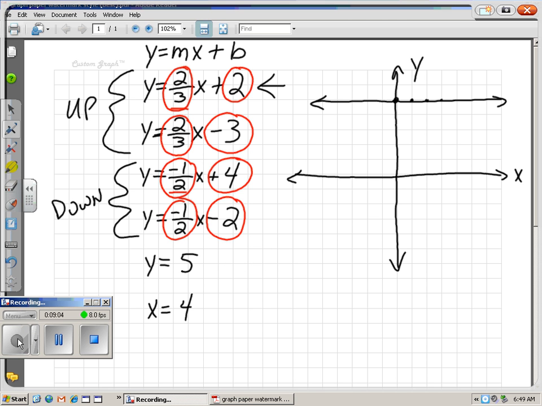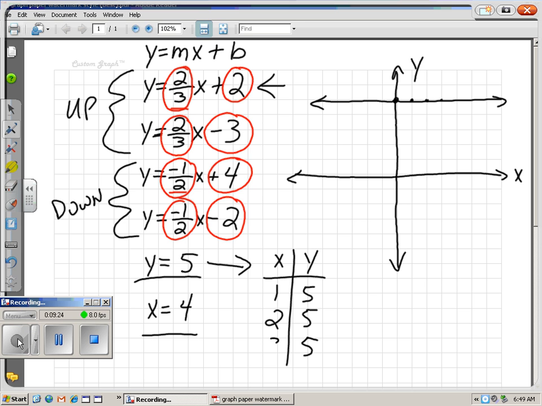Usually what I tell people to do, it's a lot easier for them to understand, is when you see y equals a number or x equals a number, just make a quick table. So I'm going to make a quick table for this. Here's x, y, and my rule is y has to be 5. So I'm just going to make my y's 5, and I'll just choose some easy x's and just plot those real quick. Find those points. So 1, 5 is 1 to the right and 5 up, right there. 2, 5 is 2 to the right and 5 up, is right there. And 3, 5 is 3 to the right and 5 up, right there. And we get the very same line.